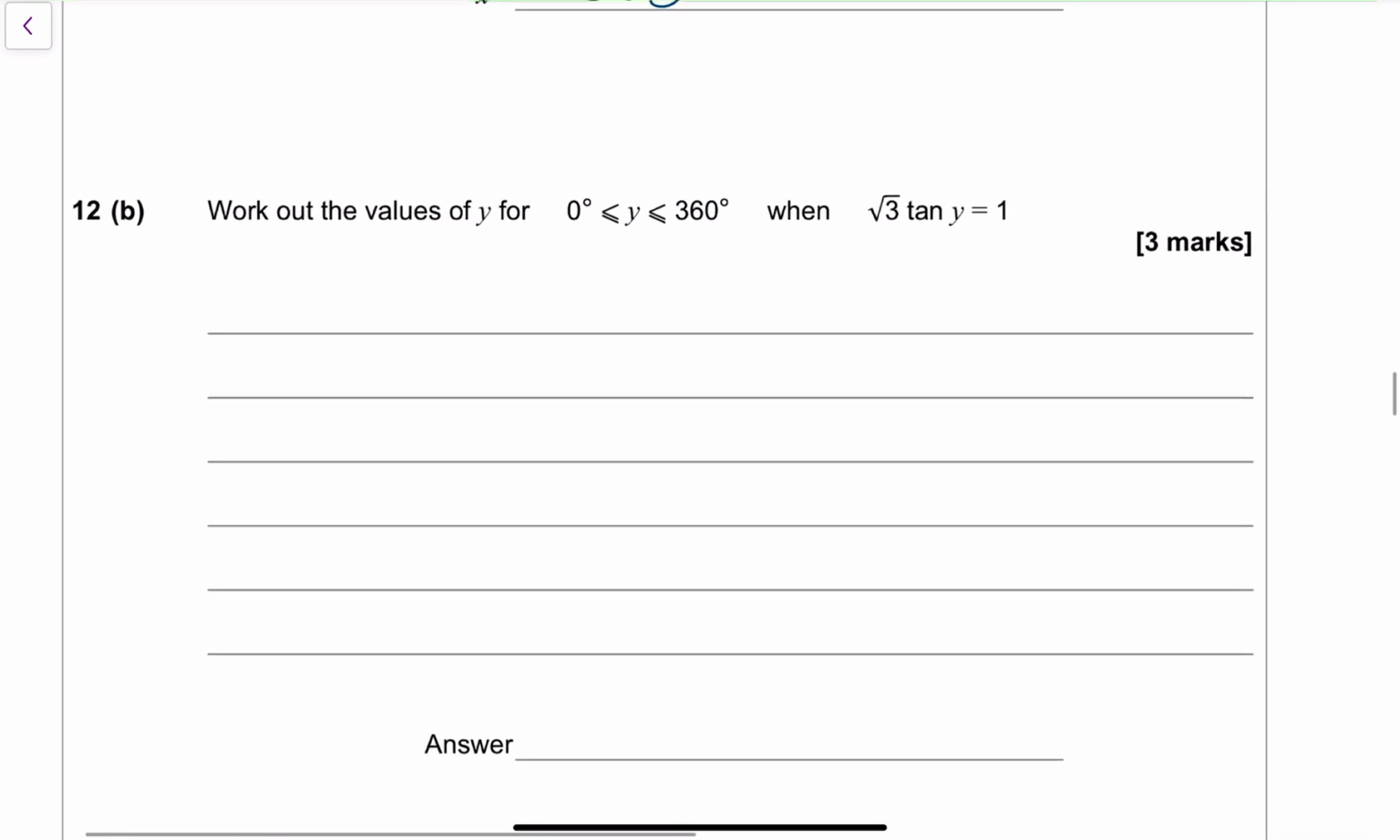All right, work out the values for y, for 0 to 360, when root 3 tan y is equal to 1. Let's rearrange that first. So that means tan y is equal to 1 over root 3. How do we get our 1 over root 3? We need to find our basic angle first of all. This is a non-calculator exam.